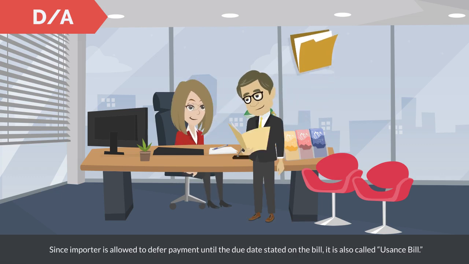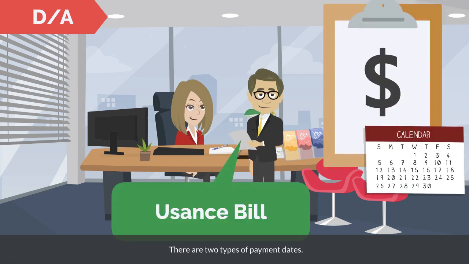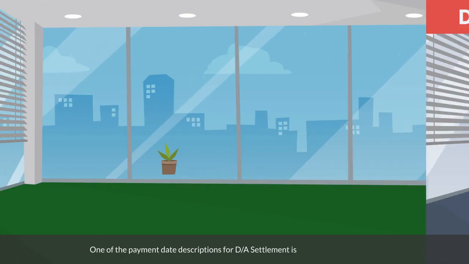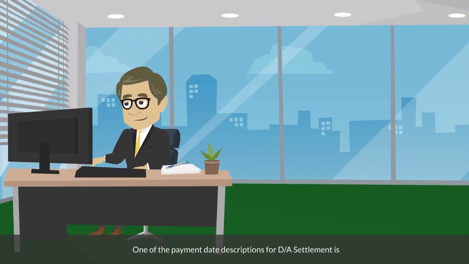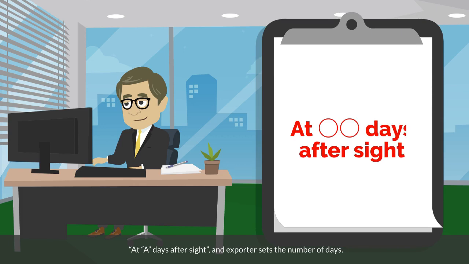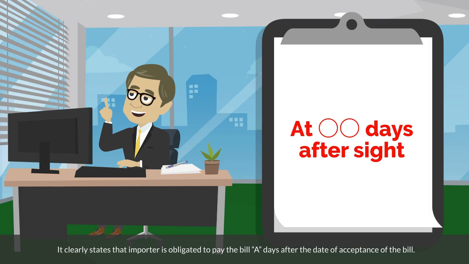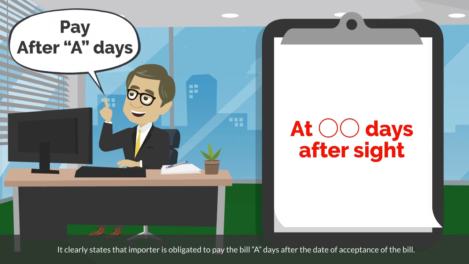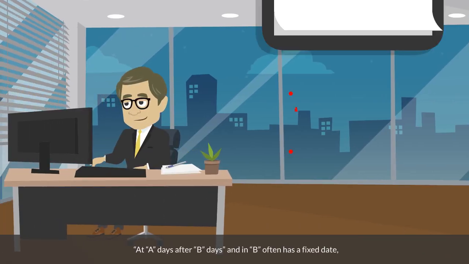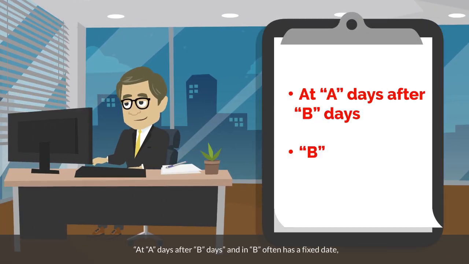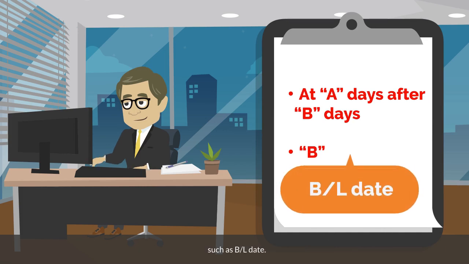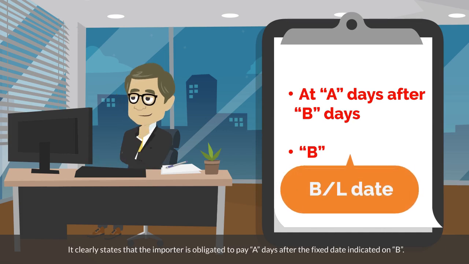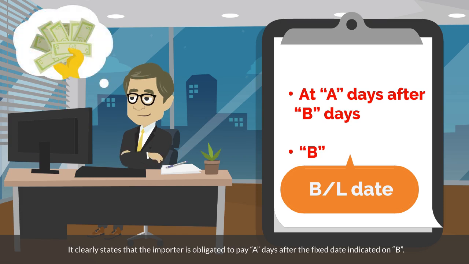Since the importer is allowed to defer payment until the due date stated on the bill, it is also called usance bill. There are two types of payment dates. One of the payment date descriptions for DA settlement is, "at 8 days after sight," where an exporter sets the number of days. It clearly states that the importer is obligated to pay the bill 8 days after the date of acceptance of the bill. Another description is, "at 8 days after B/L date," and in this case the date often has a fixed date, such as the BL date. It clearly states that the importer is obligated to pay 8 days after the fixed date indicated on the bill.